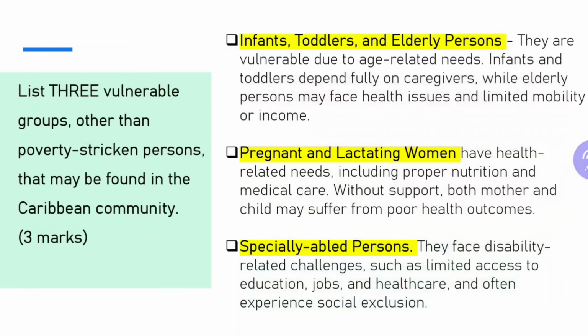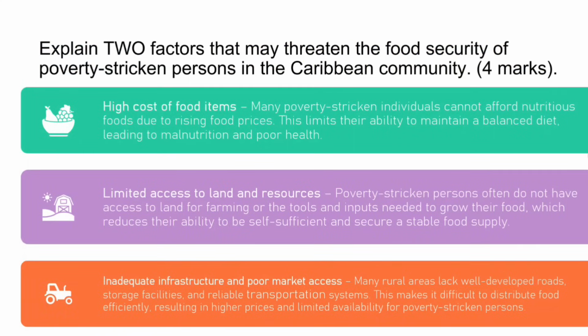Now, specially abled persons, they face disability-related challenges such as limited access to education, jobs, or even healthcare, and often experience social exclusion, right? Now, this is why these groups are considered vulnerable in the Caribbean, right? So you were only required to list. All right, so infants, toddlers, elderly people, pregnant, lactating women, specially abled is adequate enough for this question. Now on to our next question.